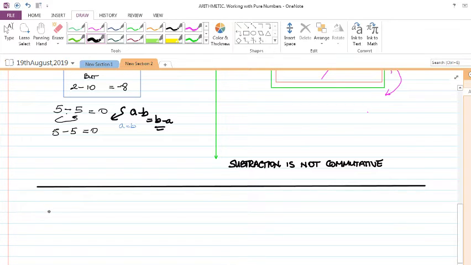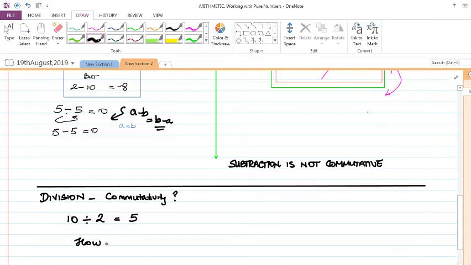Right, so what we are saying now, subtraction is not commutative. Let's look at division, and the commutativity of division. So if I take 10 and divide 10 by 2, I'll get 5. However, if I take 2 and divide that by 10, that's 2 over 10, 2 into 2, 1, 2 into 10, 5. The answer will be equal to 1/5.